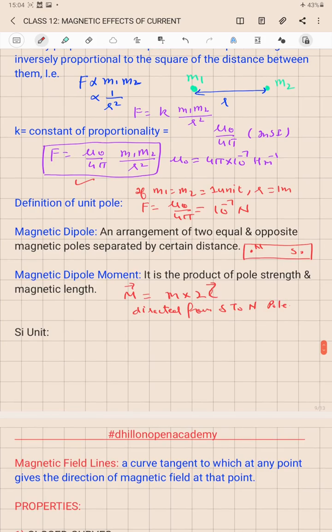SI unit. The SI unit of the magnetic dipole moment is ampere per meter square or joule per Tesla. So we can use either ampere per meter square or joule per Tesla.